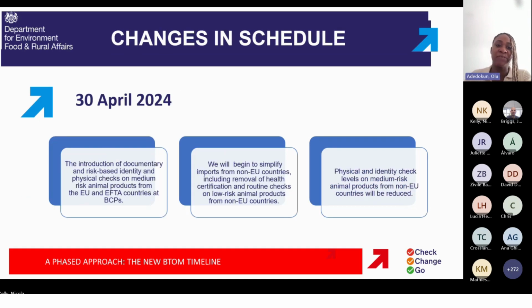The changes from the 30th of April 2024 will include the introduction of documentary checks and risk-based identity and physical checks on medium risk animal products from the EU and EFTA countries at BCPs. We will begin to simplify imports from non-EU countries, including the removal of health certification and routine checks on low-risk animal products from non-EU countries. Physical and identity check levels on medium-risk animal products from non-EU countries will be reduced.